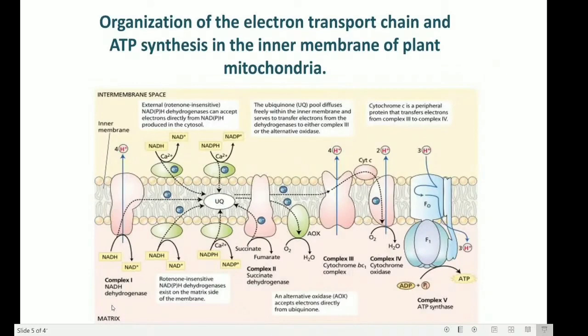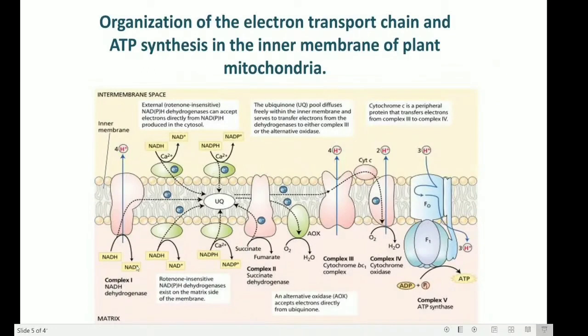Okay, the first step is the first complex in the inner membrane, complex 1. In this complex 1, NADH is converted to NAD plus. This complex 1 is an enzyme called NADH dehydrogenase. This first complex is accepting the electrons and converting NADH into NAD plus.